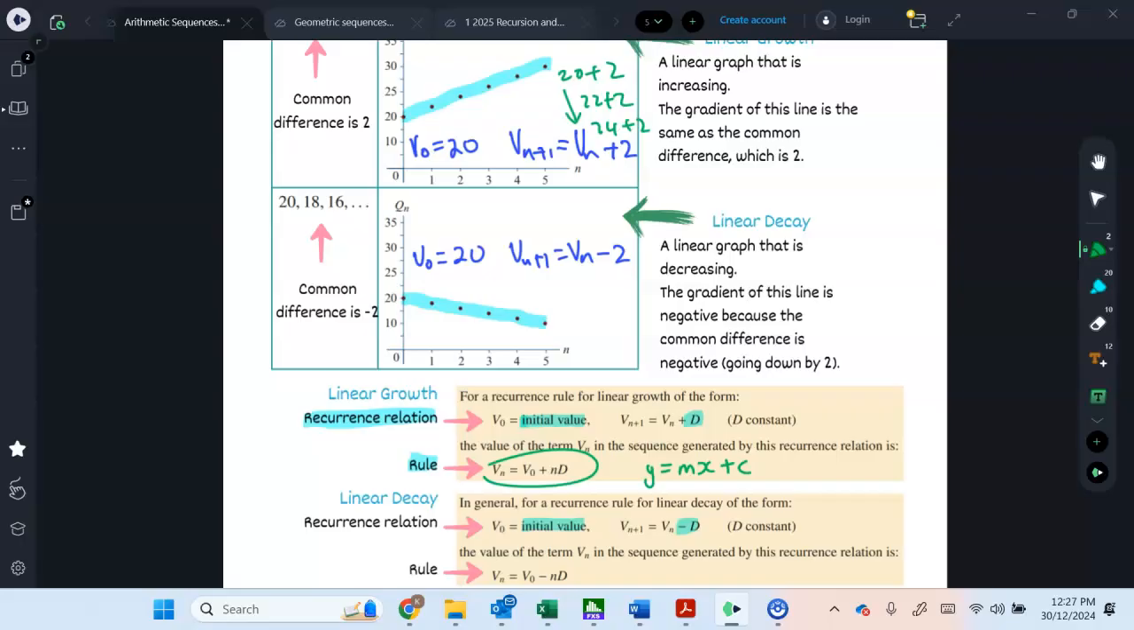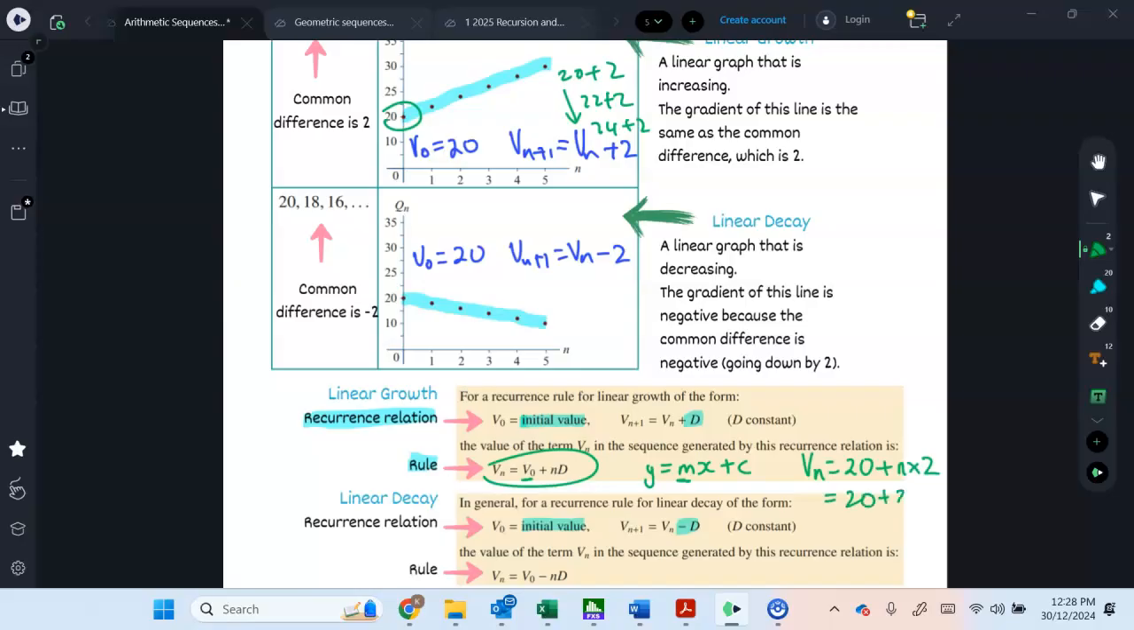So the Vn is your y. I'm going to write that first. With our linear equation, we have the gradient, whereas this one, we've got our starting value. So it's just switched sides. Your y-intercept, we can see here, is 20, plus n times our common difference. So if I wrote it like that, it would be n times 2.